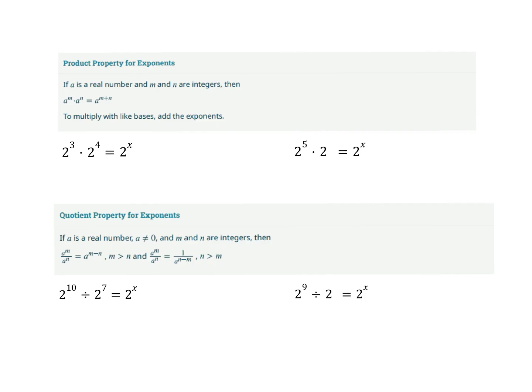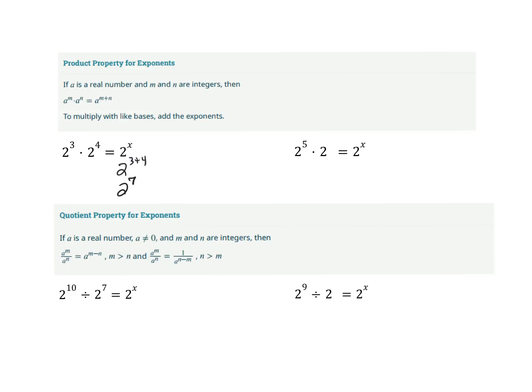So let's put that into practice with our first example. We have 2 to the third power multiplied by 2 to the fourth power. We have like bases. The bases of both of these are 2. So that means we get to add those exponents together. So that means we would have 2 to the 3 plus 4 power, which would give us 2 to the 7th power.